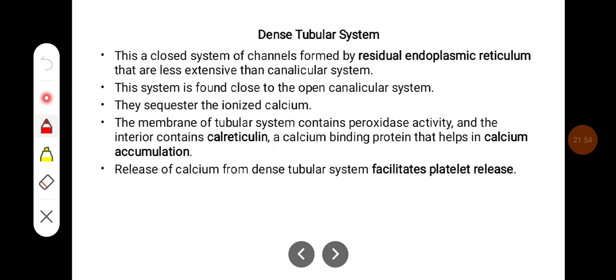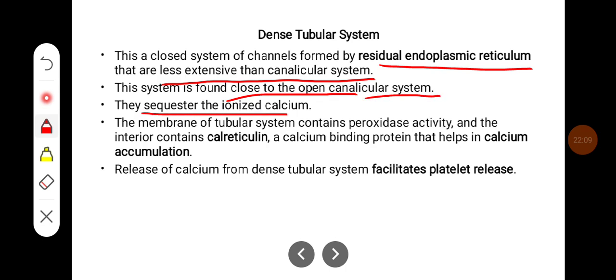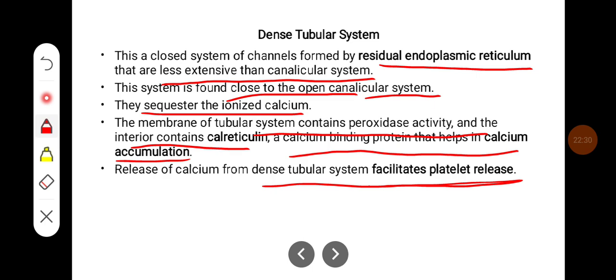This is the closed system of channels formed by residual endoplasmic reticulum that are less extensive than the canalicular system. So this system is found close to the open canalicular system. They sequester the ionized calcium. The membrane of the tubular system has peroxidase activity and the interior contains calreticulin, a calcium binding protein that helps in calcium accumulation. Release of calcium from the dense tubular system facilitates the platelet release.